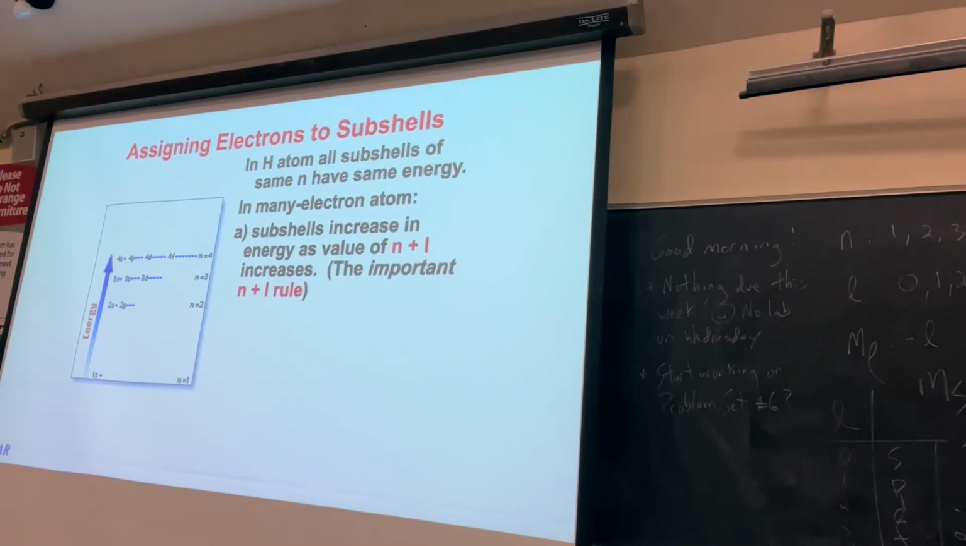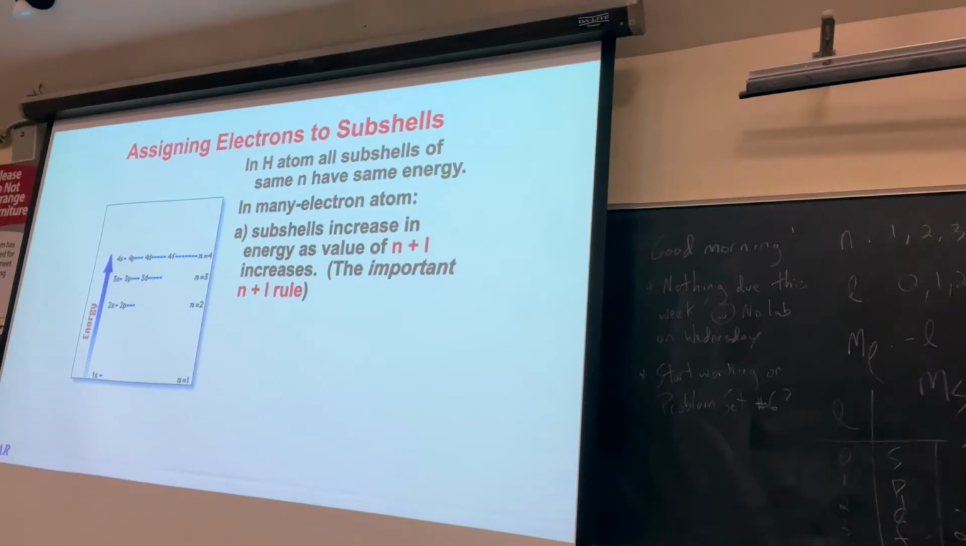Now, for 2p, n is also 2. P means L equals 1. n plus L is 2 plus 1, 3. So this is how you calculate n plus L values. It's literally adding them together. Smaller n plus L will be lower, and higher n plus L will be higher. Lower n plus L means closer to the nucleus. Higher n plus L means farther from the nucleus.